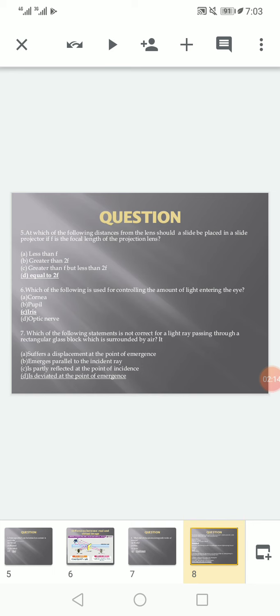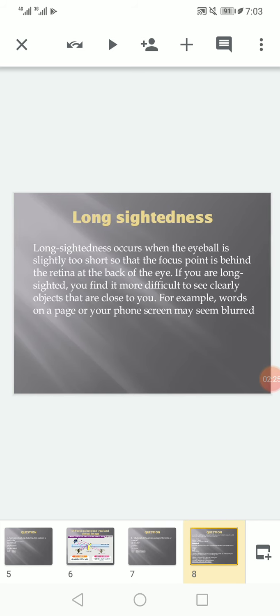Number 7, which of the following statements is not correct for a light ray passing through a rectangular glass prism when surrounded by air? The answer is it is deviated at the point of emergence.